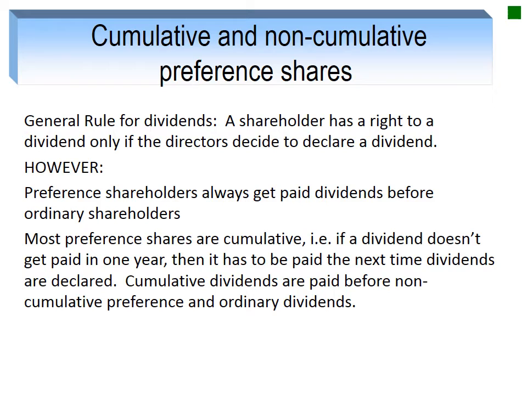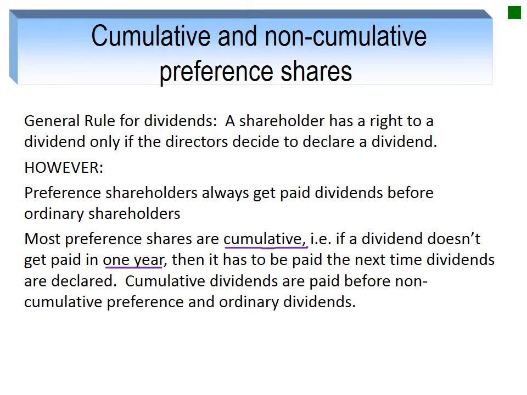Most preference shares are cumulative. That means if a dividend doesn't get paid in 1 year, then it has to be paid the next time dividends are declared. Cumulative dividends are paid before non-cumulative preference and ordinary dividends. In FRK 121, you will assume that most dividends on preference shares are cumulative, unless we tell you otherwise, and most of the time we will have dividends that are paid up to date. We won't make it too complicated.